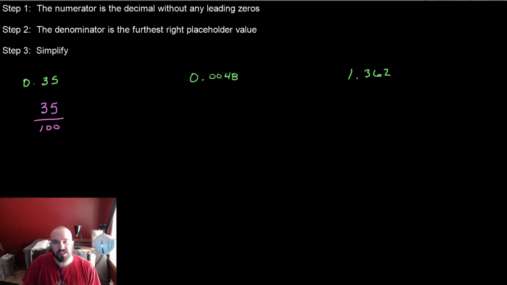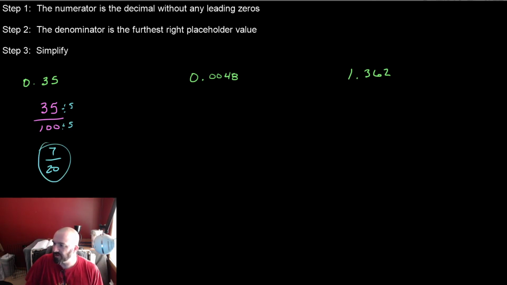35/100. Now just simplify that. That's all. So we can divide both by 5. Start there, and then we get 7/20. And 7 is prime and not a factor of 20, so we're done. So that's the answer for that one.